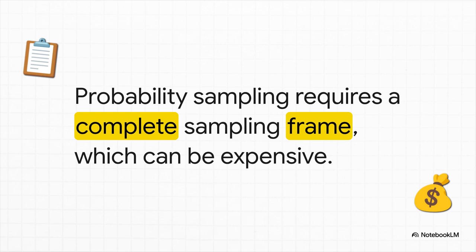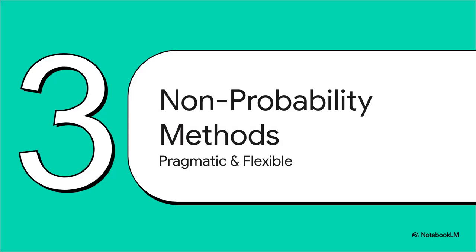This means probability sampling requires a complete sampling frame, a comprehensive master list of your entire target population. And let me tell you, creating that list is incredibly expensive, super time-consuming, and honestly, sometimes completely impossible. Which naturally brings us to the other path.